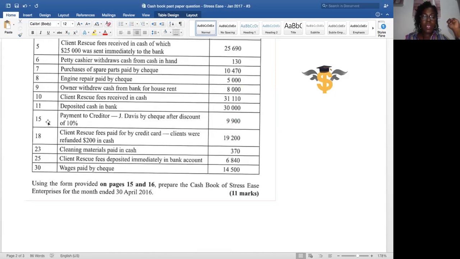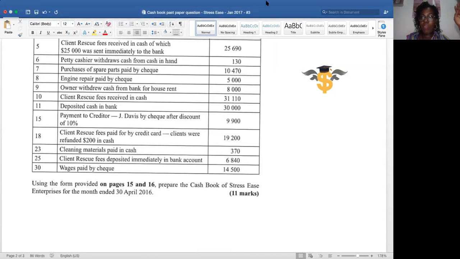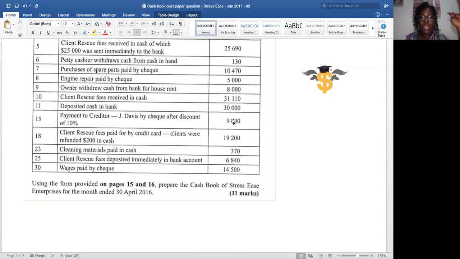On the 15th, payment to a creditor. So hold up before we read anymore. A payment was made to a creditor or a supplier. All right. So that means we're going to have to make a credit entry. How much are we going to make and where is this amount going to be placed? So let's continue to read now. J. Davis is the creditor and we paid by check. Good. So our bank account is going to be affected, and it's going to be affected with $9,900.